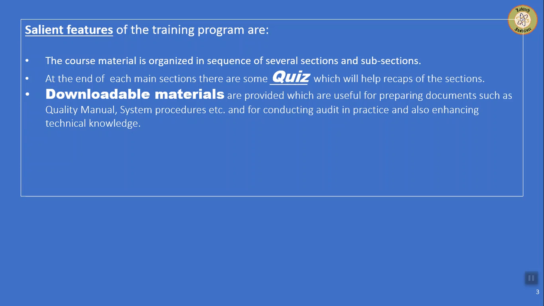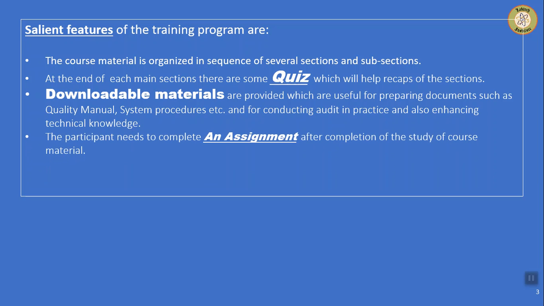This downloadable material includes the comprehensive audit checklist, which gives the full description of the auditable clauses of the standard. So that is very helpful for knowing the standard. Even those who do not have a copy of the standard can get the complete information from the audit checklist, which is provided as downloadable material.